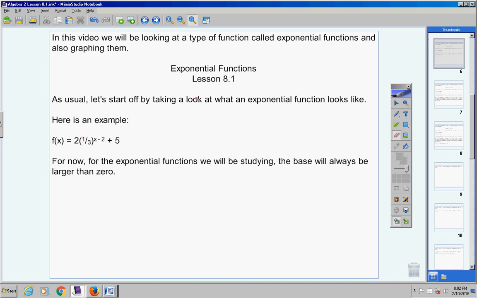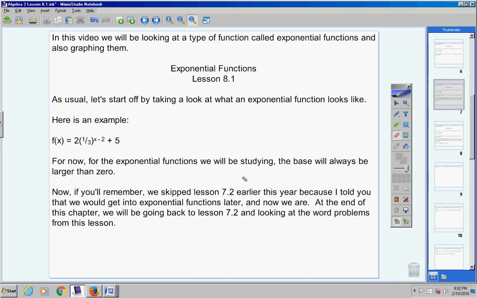Okay. Now, if you'll remember, we skipped lesson 7.2 earlier this year because I told you that we would get into exponential functions later, and now we are. At the end of chapter 8, we're going to go back to lesson 7.2, the one that we skipped, and look at some word problems from that lesson. Okay? Okay, let's get started graphing these functions.